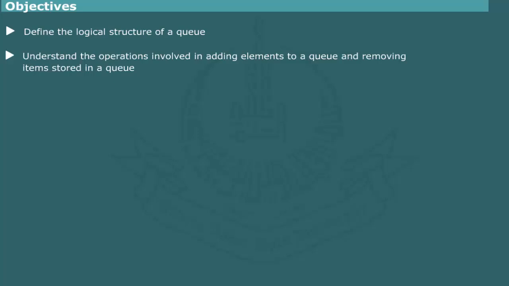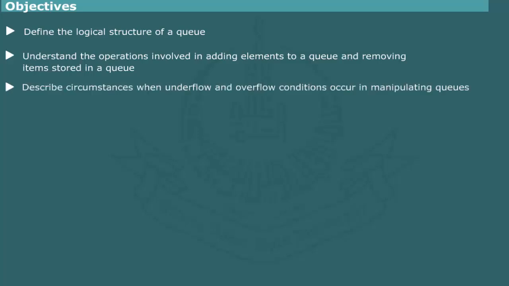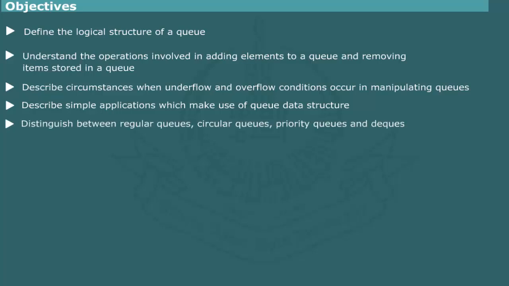Objectives. After studying this unit, you should be able to define the logical structure of a queue, understand the operation involved in adding elements to a queue and removing items stored in a queue, describe circumstances when underflow and overflow conditions occur in manipulating queues, describe simple applications which make use of queue data structure, distinguish between regular queues, circular queues, priority queues, and D queues.